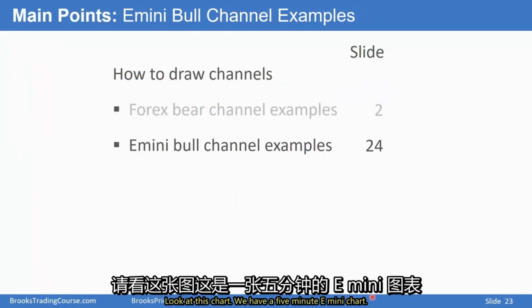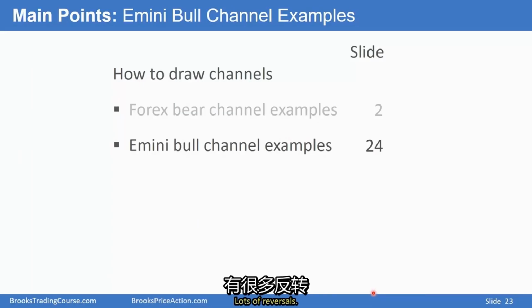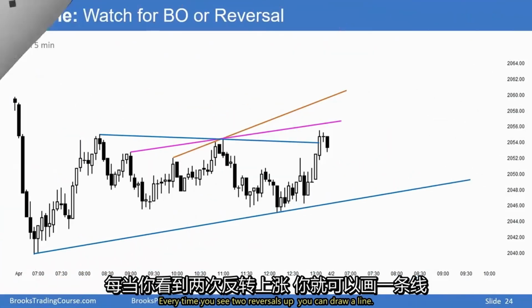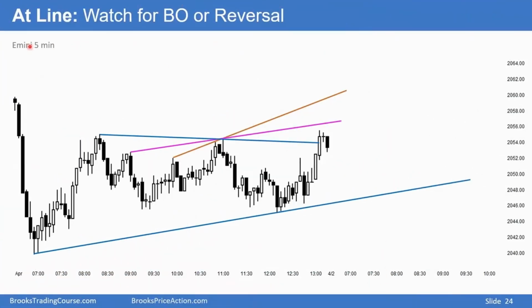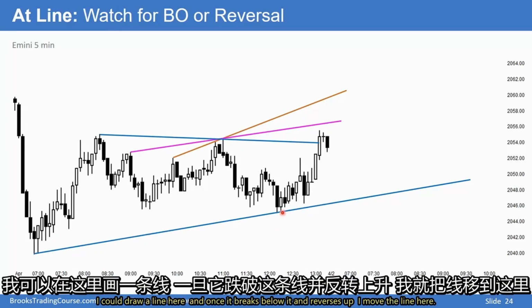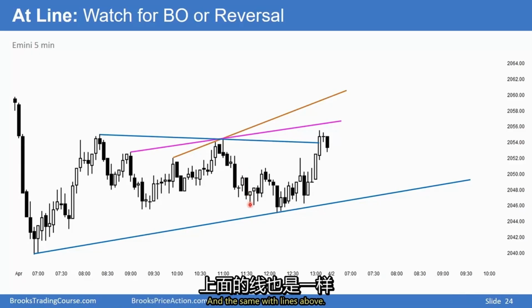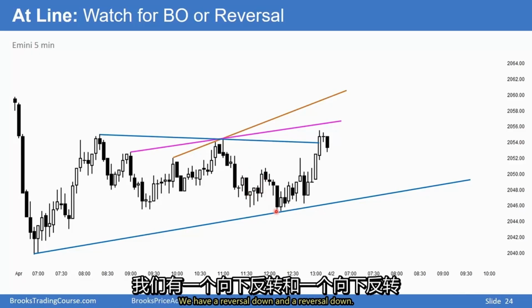I'm now going to draw bull channels, and I will use the E-mini market for examples. Look at this chart. We have a 5-minute E-mini chart, lots of reversals. Every time you see 2 reversals up, you can draw a line. I could draw a line here, and once it breaks below it and reverses up, I move the line here. Once it breaks below it and then reverses up, I can draw a line here and then here. And the same with lines above.